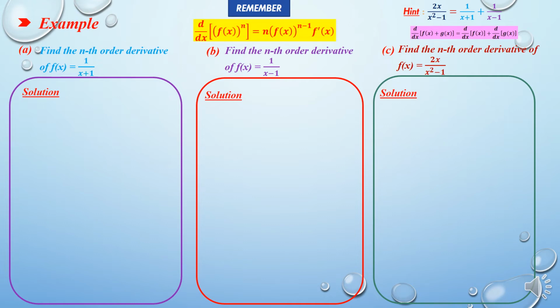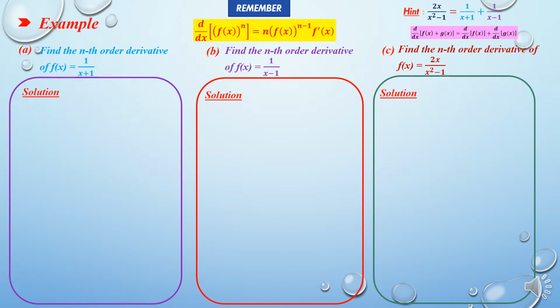Hi everyone, in this video we will find the nth order derivative of a given function. It means you have to find the general rule for any order of the derivative. So in these questions you have to find f prime, f double prime, f triple prime, the fourth order derivative of the function. After that you have to see what is the relationship between the order of the derivative and the derivative itself.